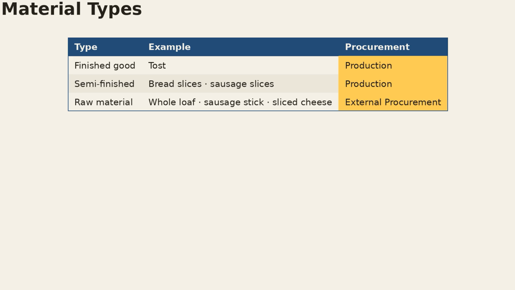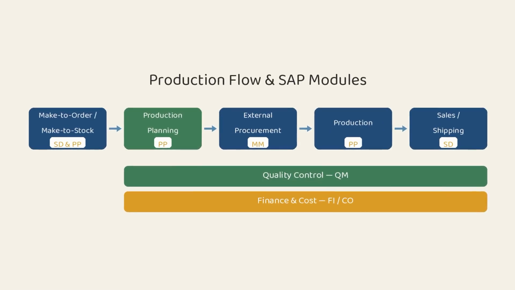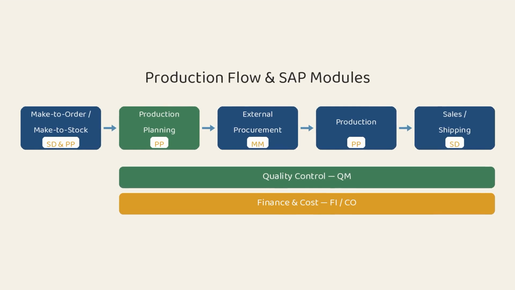Why does this matter? Because which kind of material decides whether you will make it or buy it. The finished good and the semi-finished goods we produce ourselves. The raw materials we procure from outside. Before you make anything, there are 2 questions to ask. What is needed, and what do we already have? The gap between them is the heart of all planning. We have an order and a recipe in hand. Now it is time to plan.